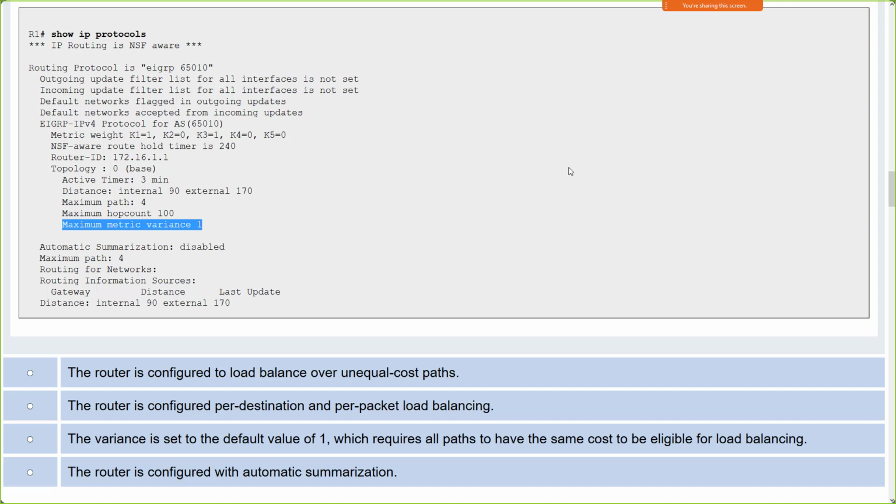The router is configured with automatic summarization. No, automatic summarization is disabled. So in this case, I would say C is the best answer. The per destination, per packet load balancing might be true, but there's no way to really confirm it from this particular output. We know that load balancing is going to happen if I have equal cost paths. But again, C is probably a better answer in this case. It's more specific and it's 100% true. So that's what I would pick in this case.